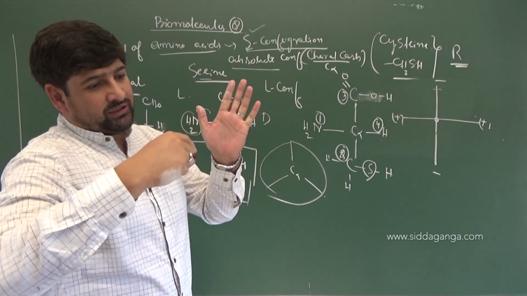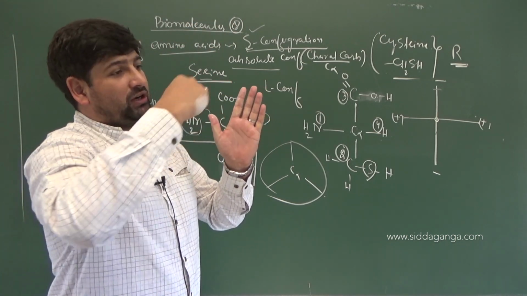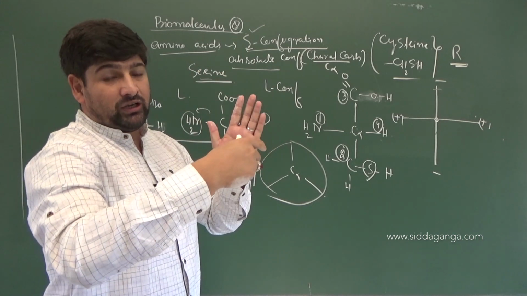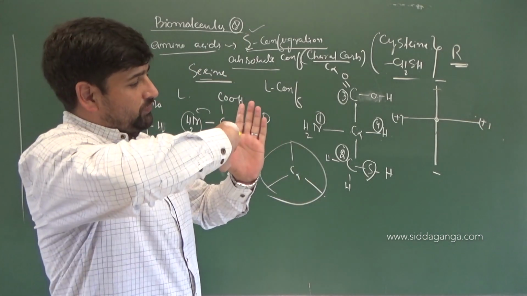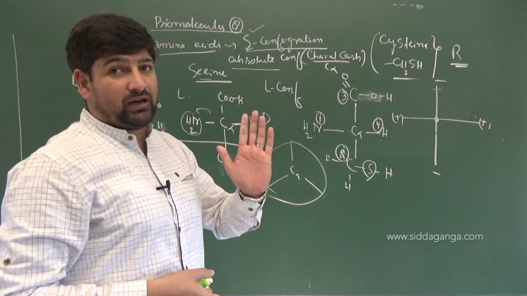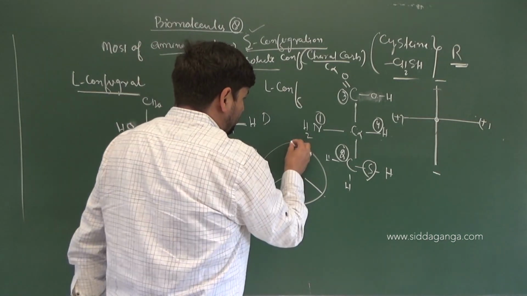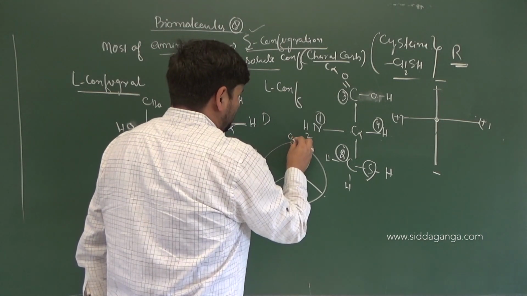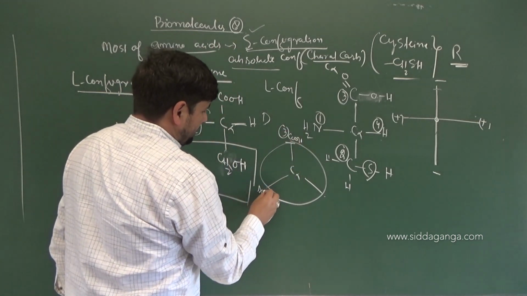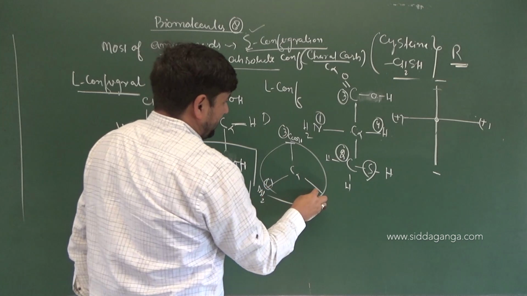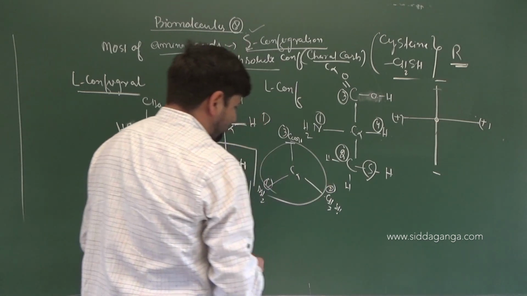Now you can see, you can either move clockwise or anti-clockwise. So depending upon the priority, when you are moving from 1 to 2 to 3 in clockwise direction, it will be R configuration, otherwise it will be S. Let's have a look here. So which group is here? We have COOH, this is third one, and here we have got NH2, this is first priority, and here got CH2SH, this is second priority. Now have a look on the configuration.